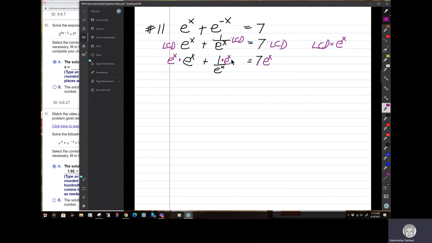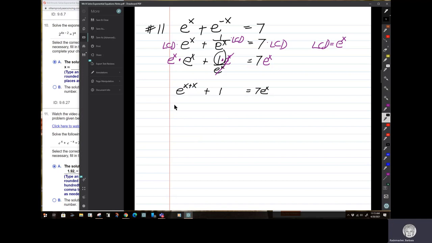And conveniently, the LCD does its job. The e to the x's cancel out, which means at least I don't have to deal with fractions. Now, what I do have is e to the x times e to the x. Remember that when you multiply like bases, you add the exponents. So e to the x times e to the x is going to be e to the x plus x, plus, there's only a 1 left here, 1 equals 7 times e to the x.